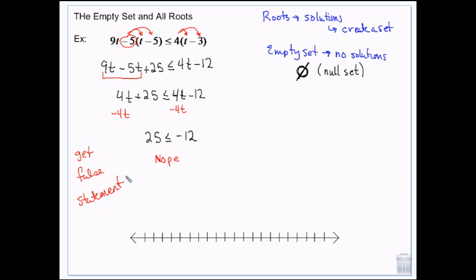Okay, the way you solved it, you got 37 less than or equal to 0, also false, right? 37 less than 0? Nope. If you get a false statement, that means you have no solutions.